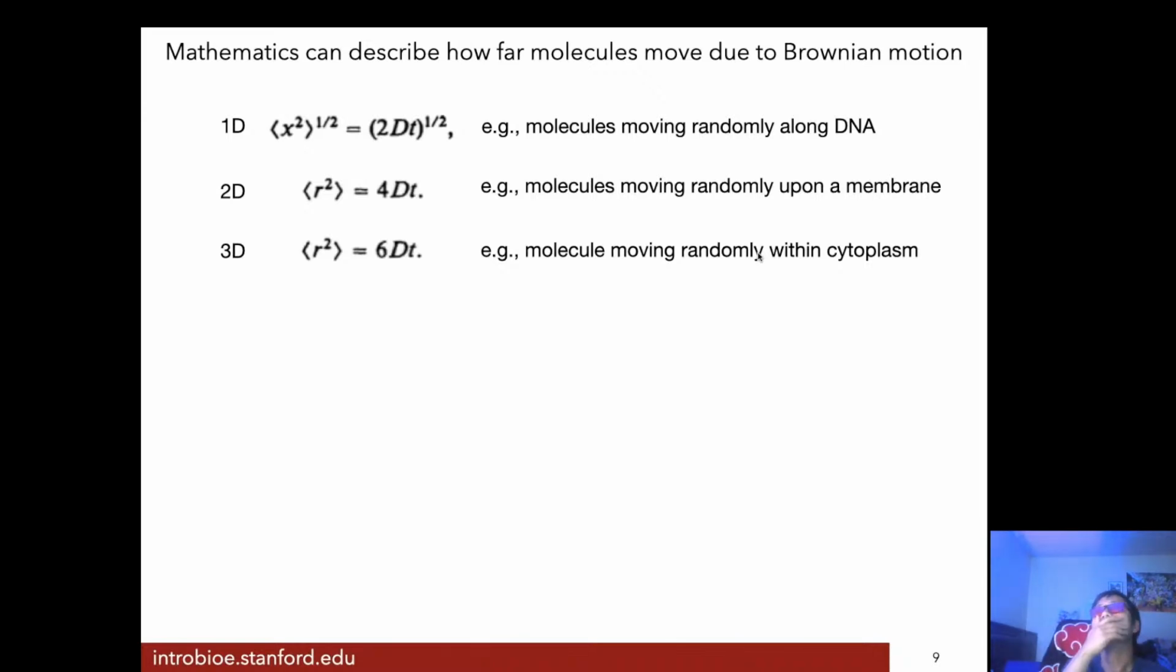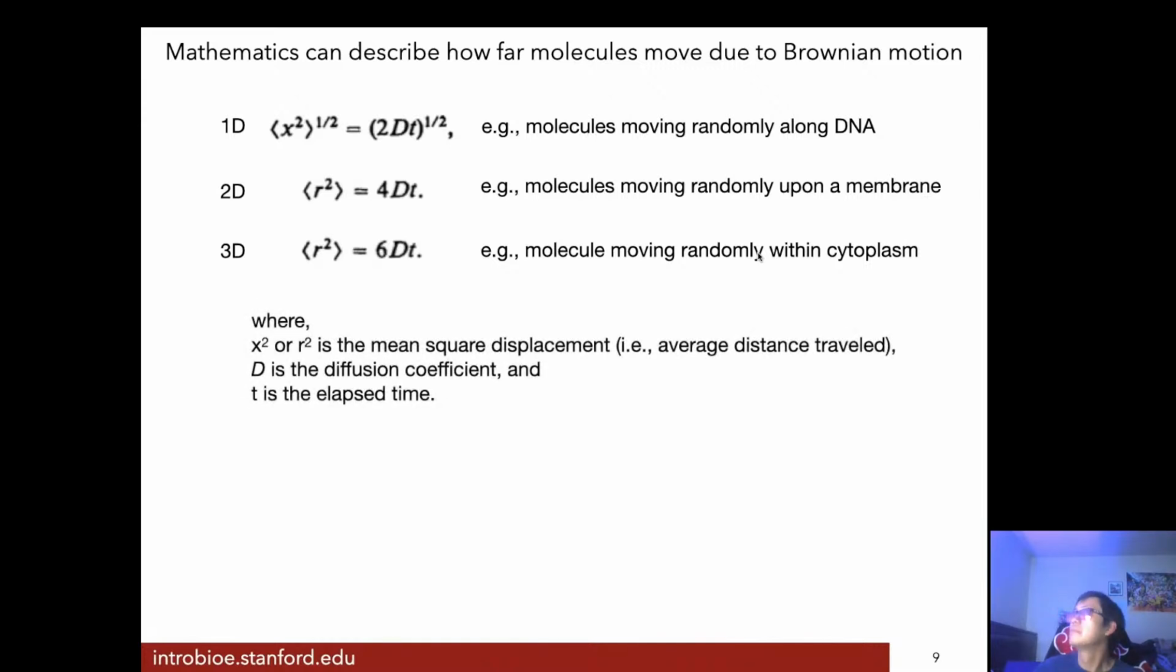What do I mean by 1, 2, 3D? Imagine you had a molecule on a strand of DNA or a strand of RNA, and it was sitting there, and it could just randomly go back and forth. How far would it tend to go over time? The equation at the top is going to help us think about that. Instead, let's say I had a membrane on the cell and a molecule sitting inside the membrane or outside the membrane, randomly searching around the membrane. How far would it tend to go over time? We could use the middle equation. Or let's say I have a molecule inside the cell in the middle of the cytoplasm. Obviously, it's a three-dimensional space it can explore, and we can use the bottom equation for that.